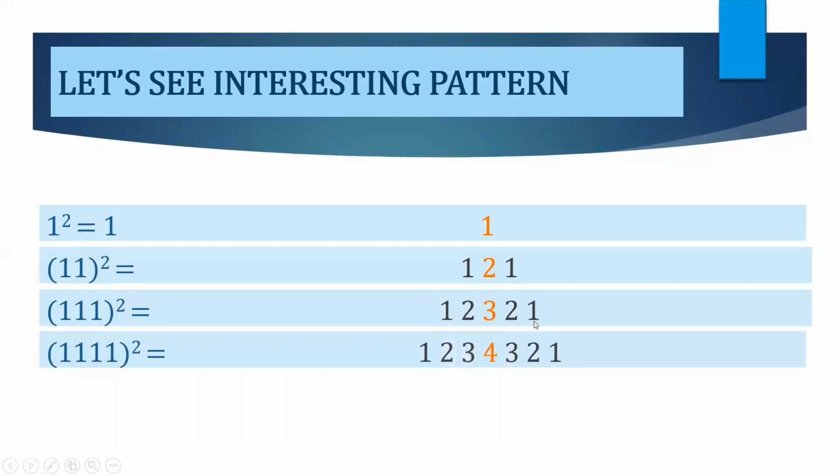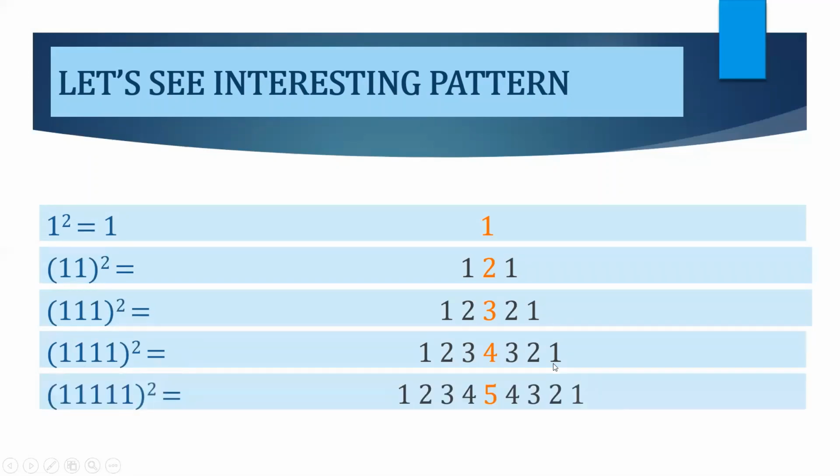Next, observe it. I have to take the square of 4 ones, that is 1111. Then what I'll do, I'll write 4 in the center, then 3 on both sides, then 2 on both sides, and then 1 on both sides of 4. So my ultimate answer will be 1, 2, 3, 4, 3, 2, 1.